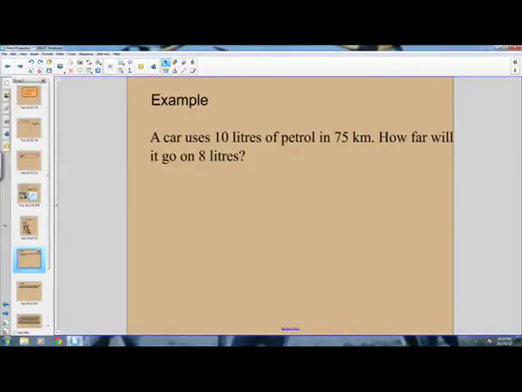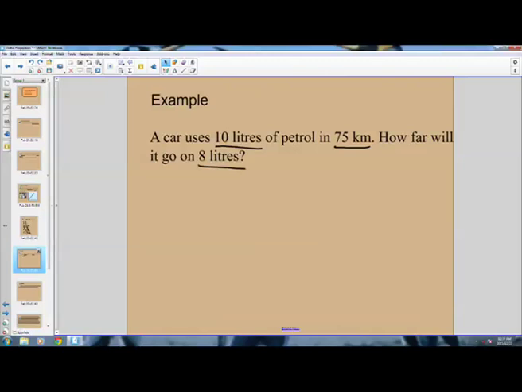The next example says a car uses 10 liters of petrol in 75 kilometers. How far will it go on 8 liters? So what we know is for 10 liters, this will go for 75 kilometers. And then the question says how far will it go on 8 liters?